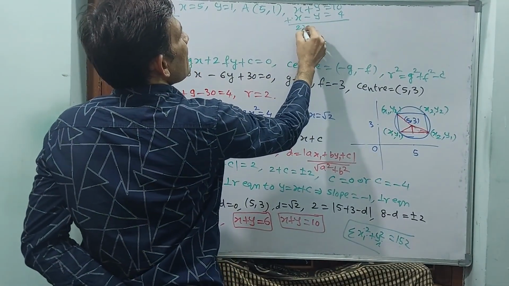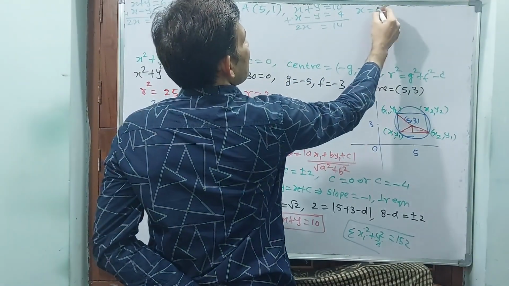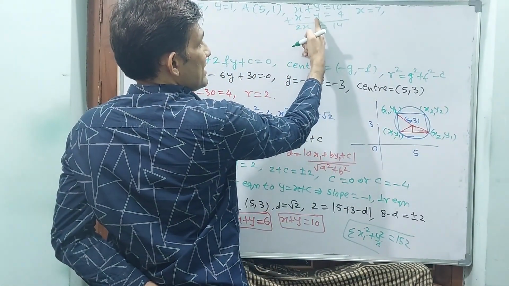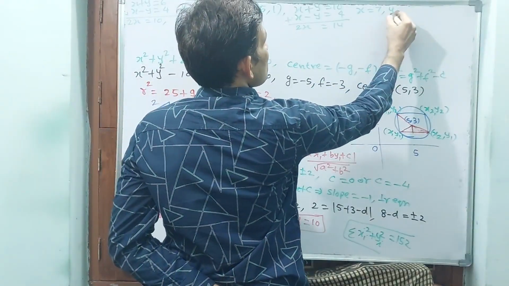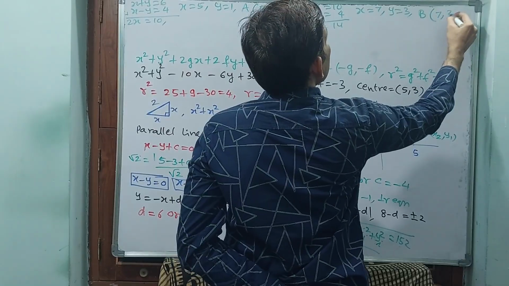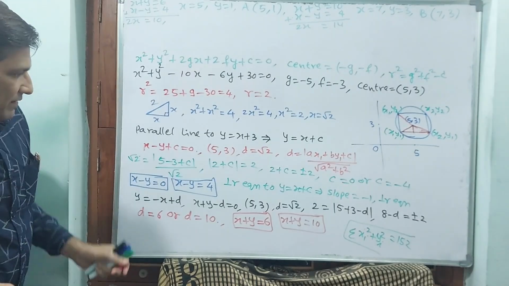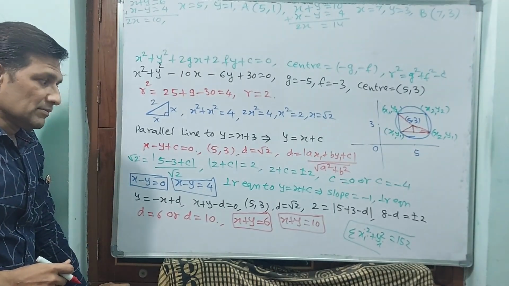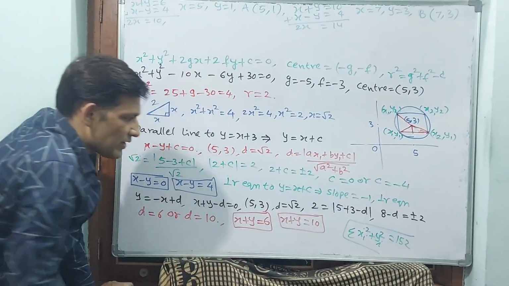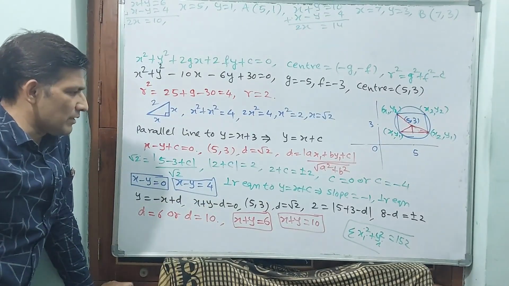Again, if I add, 2x is equal to 14. Then what is x? x is equal to 7. When x is equal to 7, 7 minus 3 only 4. That means y is equal to 3. That means another point B, I can say 7 comma 3. Understand? Okay. Now see, x plus y is equal to 6, x plus y is equal to 10, you cannot solve, because both 0, 0 are going to come.